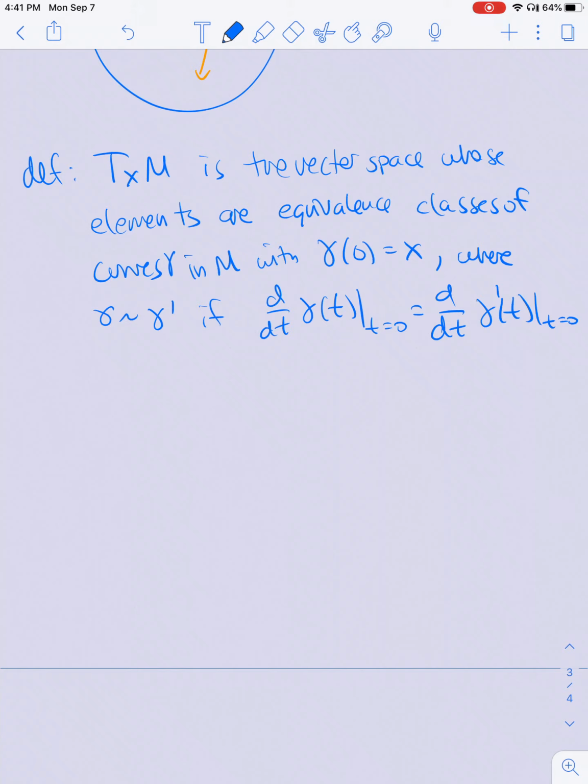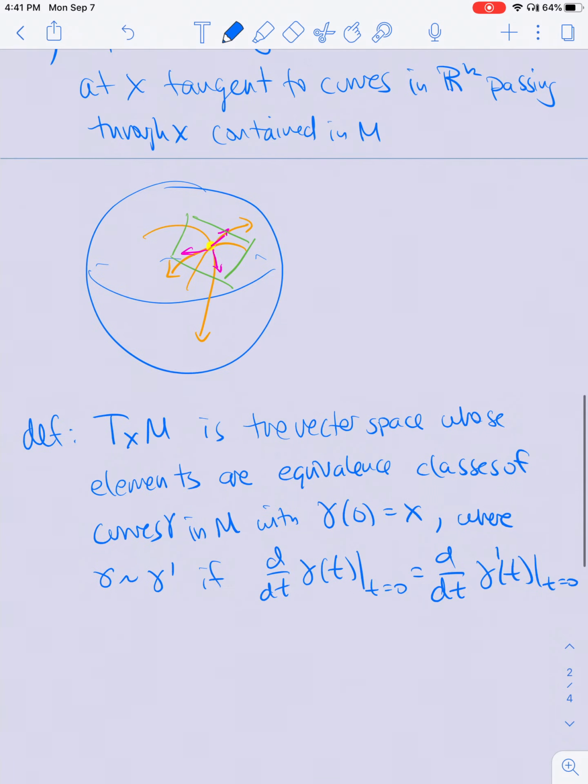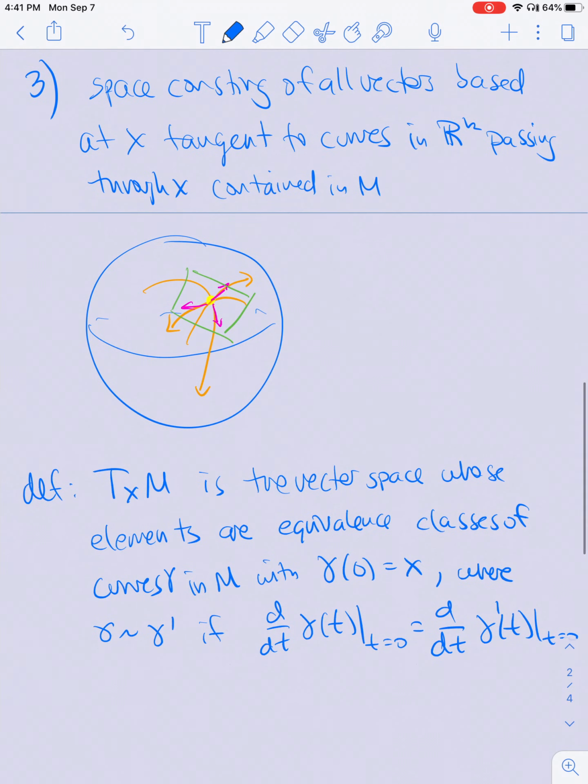So gamma is some set of k functions, and with input from R, you can just take the derivatives of all those functions. They all have to be equal at t equals 0. So this kind of makes sense. It's very similar to our third definition, although this is now an abstract vector space. It's not actually something in Rk.